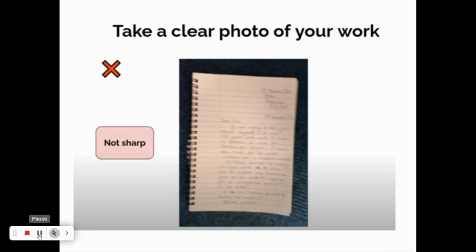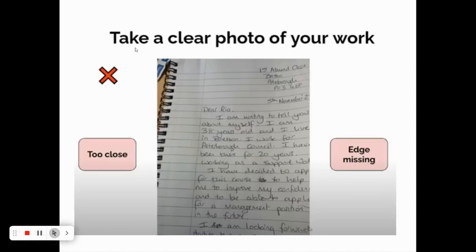All right, so in terms of sending us your scanned work or the photograph of your work, there are a couple of things that you need to keep in mind, okay? It is going to be impossible for us to mark your work if the photograph or the scan is not clear. The writing here is not sharp enough. We cannot see the concepts on the piece of work. And so please make sure that you keep this in mind when sending us your work. So please make sure you take a clear photo of your work.